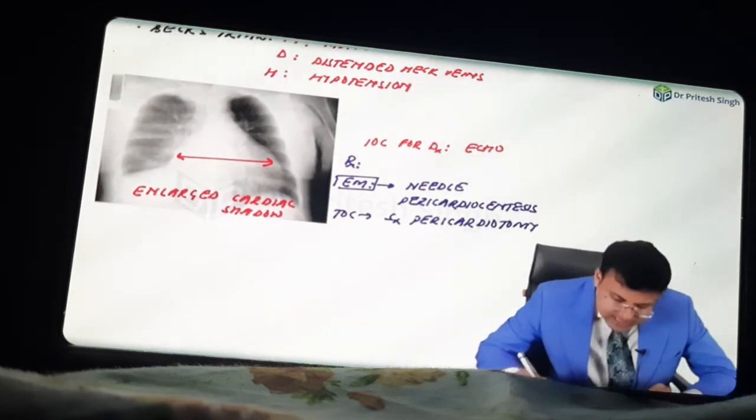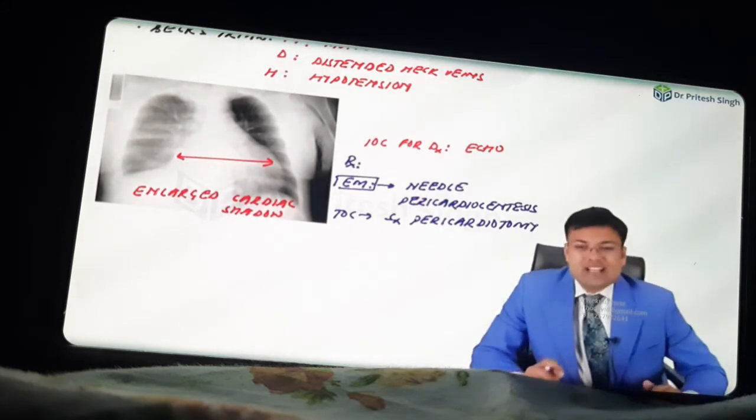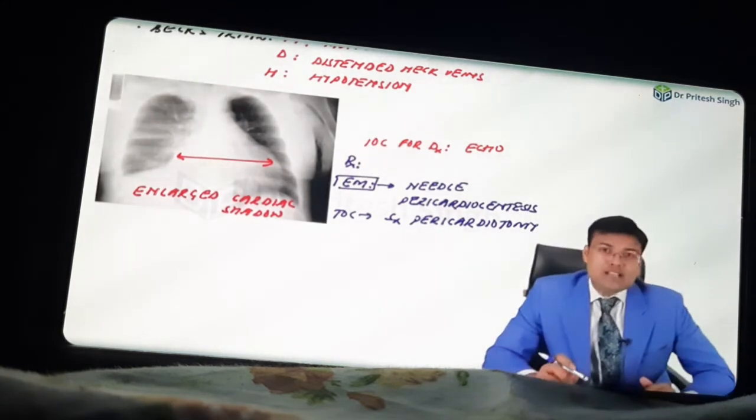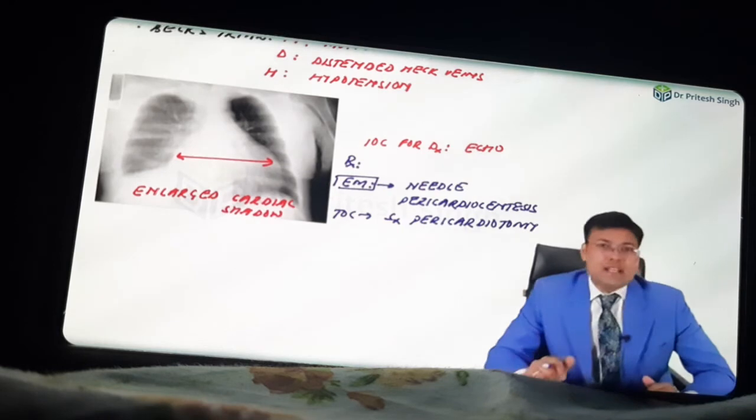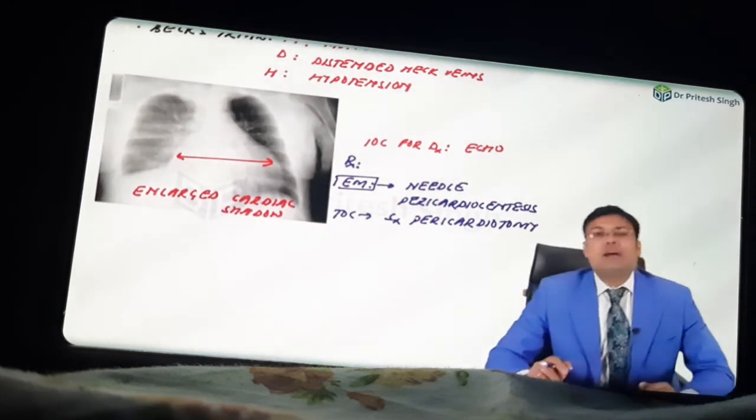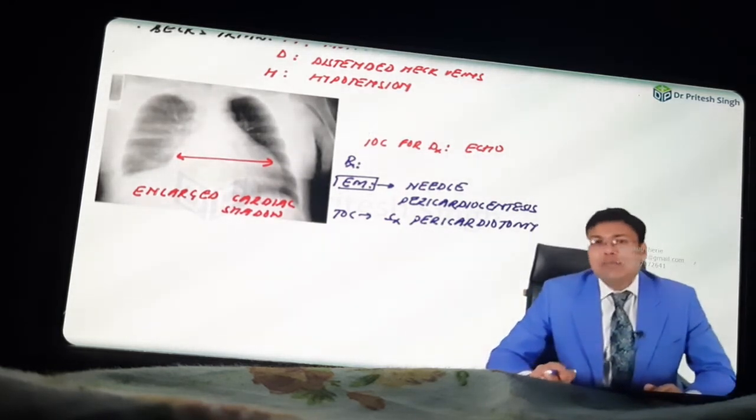So here you can see that there is muffled heart sound, distended neck veins, hypotension. In tension pneumothorax, there is dyspnea, tachypnea, hyperresonance of the affected hemithorax and absent breath sounds. These are the findings by which you can easily differentiate pericardial tamponade from tension pneumothorax.